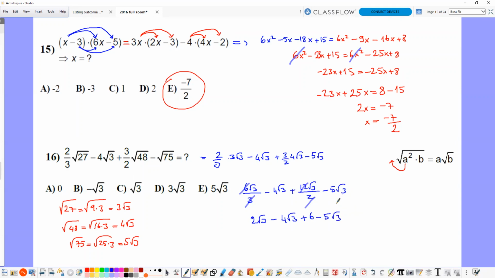Okay, with respect to this one, if you take root 3 parentheses 2 minus 4 plus 6, okay, minus 5, it's going to be 5 root 3. So 2 minus 4, it's equal to minus 2. 6 minus 5, it's equal to 1. Minus 2 plus 1, that's going to be equal to minus 1. Minus 1 times root 3, which is equal to minus root 3. Last time when I solved this question, I wrote 0 by mistake, but no one warned me. So the answer is going to be minus root 3.